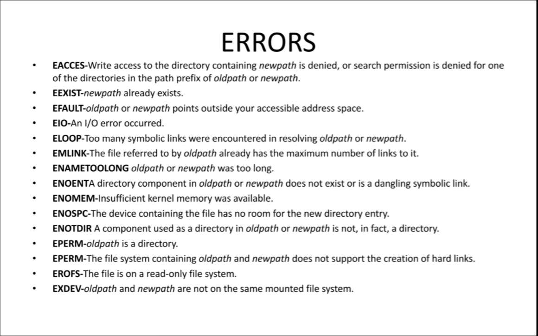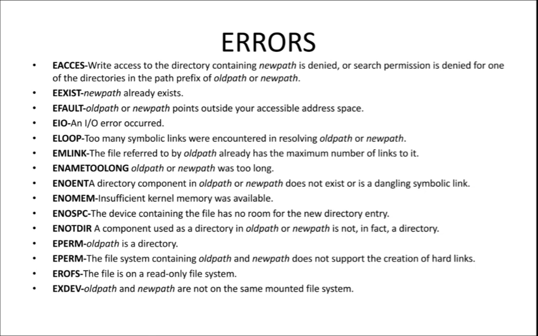For example, if the error is going to display as EACCES, you have to understand that write access to the directory containing the new path is denied. You can't write to that particular path, or search permission is denied. You can't search, right? If it is that error, then EACCES will be displayed.